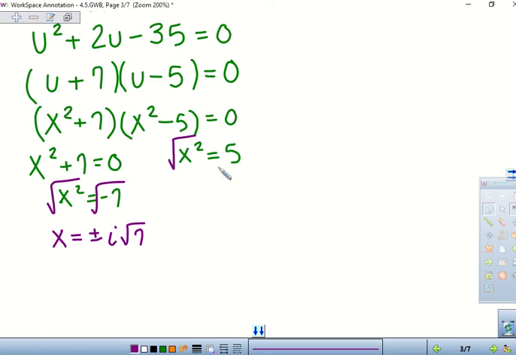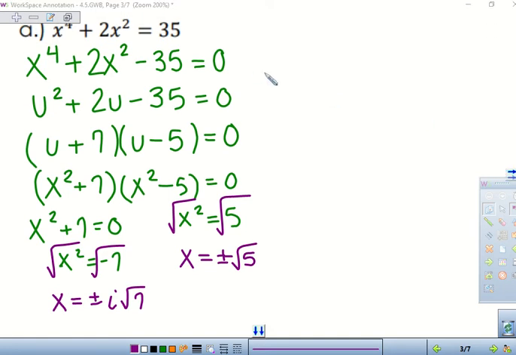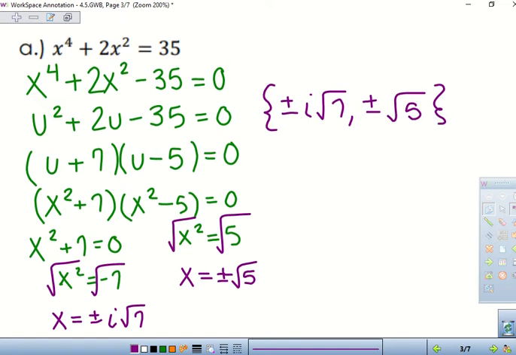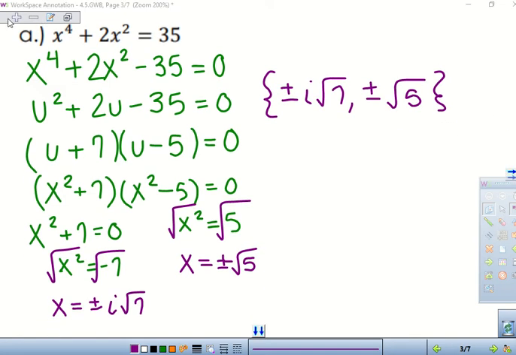Over here, we're going to do the same thing. We're going to square root both sides. That's going to give me x equals plus or minus radical 5, which once again doesn't simplify because they're both prime numbers. So here's how you write your final answer. You can write them out as separate like this. You can say, or you can write them as plus or minus i radical 7 and plus or minus radical 5. Now that we've written our solutions out, we need to analyze these solutions to verify them.